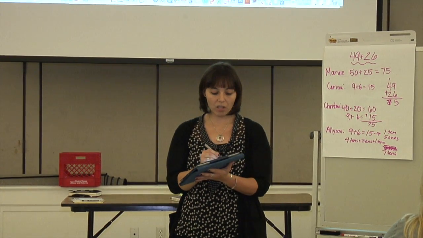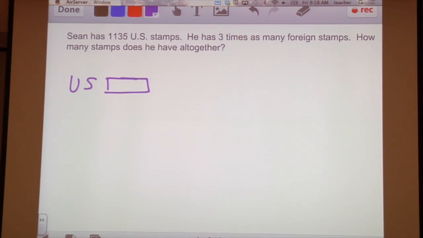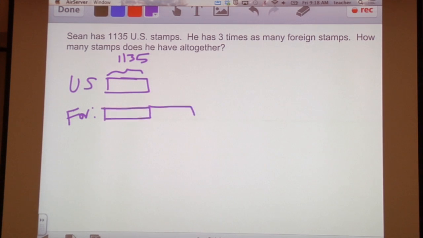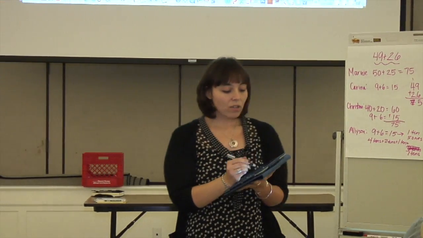So I'm going to start with the US stamps and make 1 bar. That's going to represent the 1,135. But the foreign stamps are 3 times that, so I need 3 of those. So now my unit becomes the US stamps. Okay? Each of those then are 1,135.